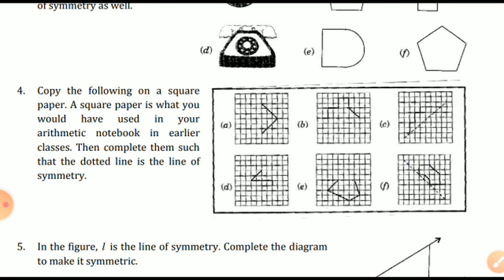Copy the following on a square paper. Square paper is what you would have used in your arithmetic notebook in earlier classes. Yes, when you were in 3rd or 4th standard, you used square line books. Then complete them such that the dotted line is the line of symmetry. Here the dotted lines are given. According to that, we have to draw the other part, the mirror image. Isn't it? Let's check the answer afterwards.